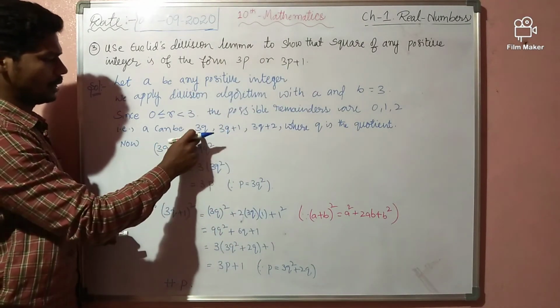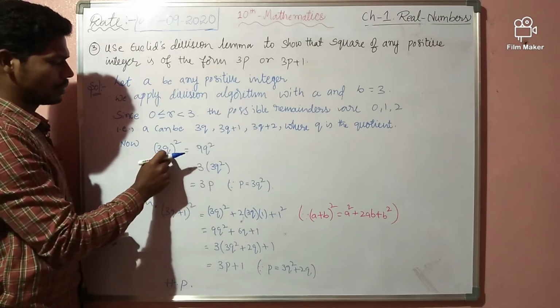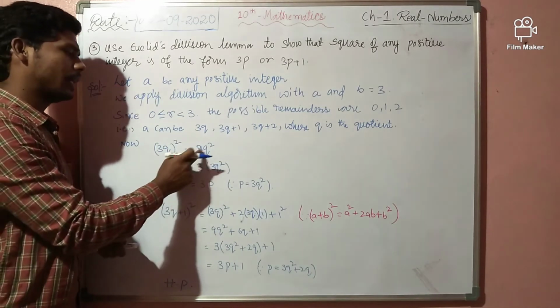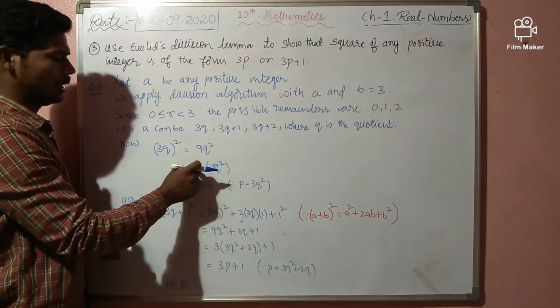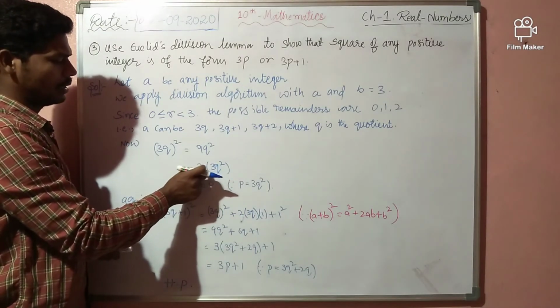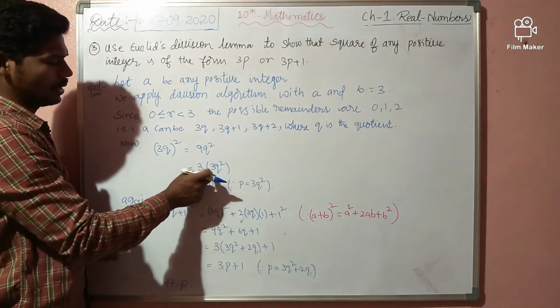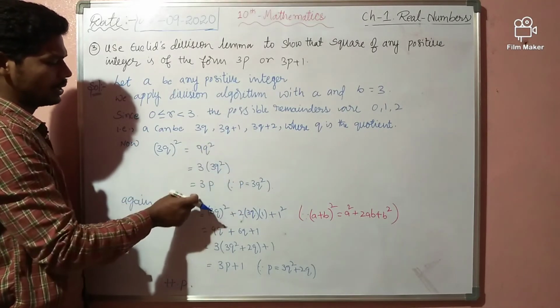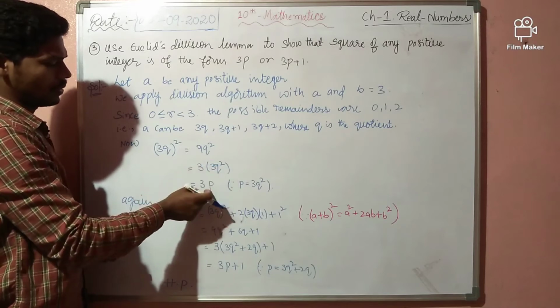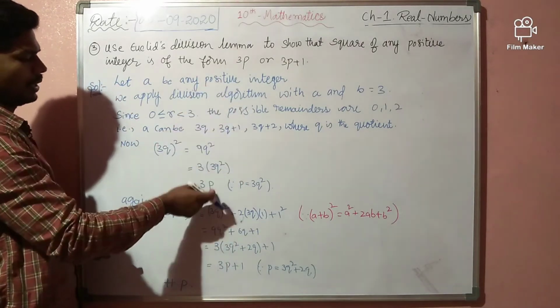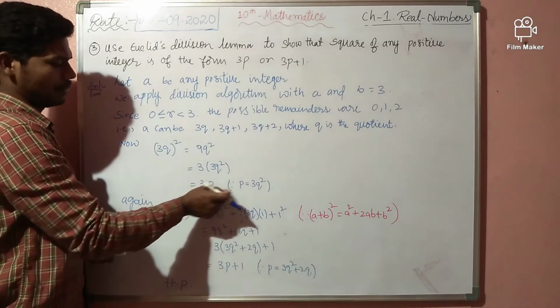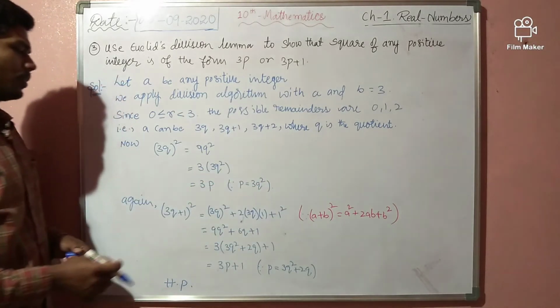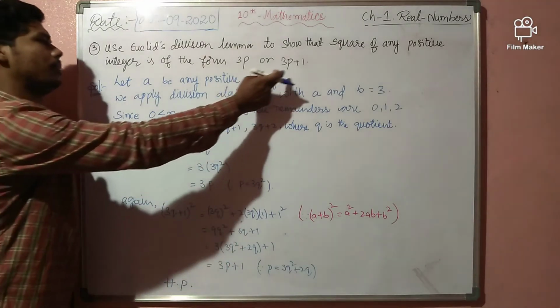Now 3q whole square, the square of any positive integer. First one, 3q whole square, that we can write as 9q square. So take out 3 as common, here 3 outside, so the remaining 3q square. So 3 times 3q square gives 9q square, so in place of 3q square we can take one integer, that is p. So 3q square we can write as 3p. So p is equal to 3q square.